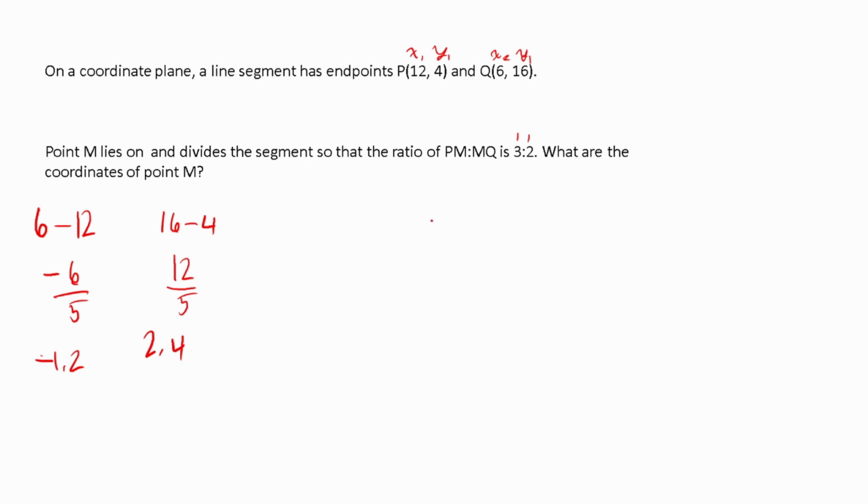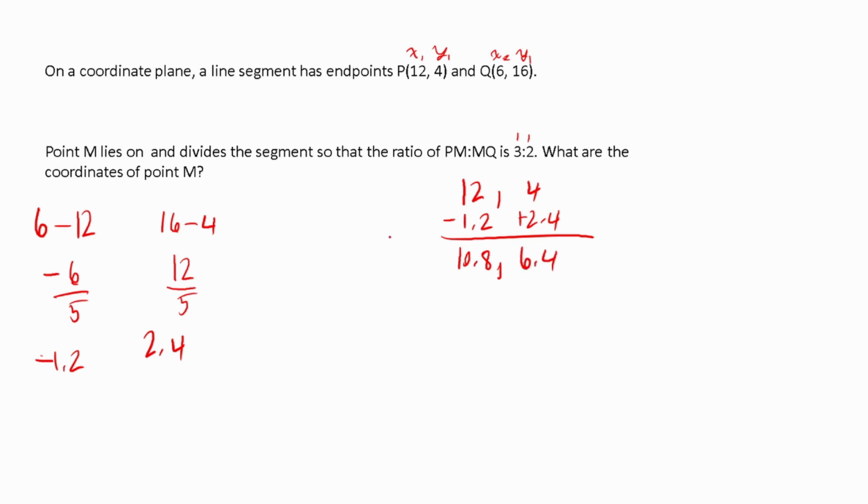So what we could then do is say, hey, P is at 12, 4. So first time we're going to do minus 1.2 and then plus 2.4. So 12 minus 1.2 is going to give me 10.8. 4 plus 2.4 is going to give me, put our commas here because these are coordinates, 6.4. And then we do it again.